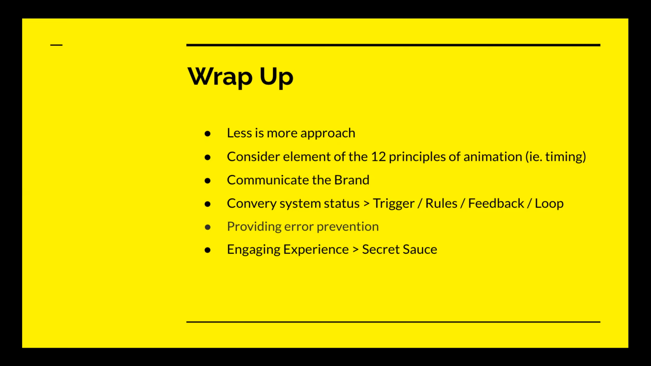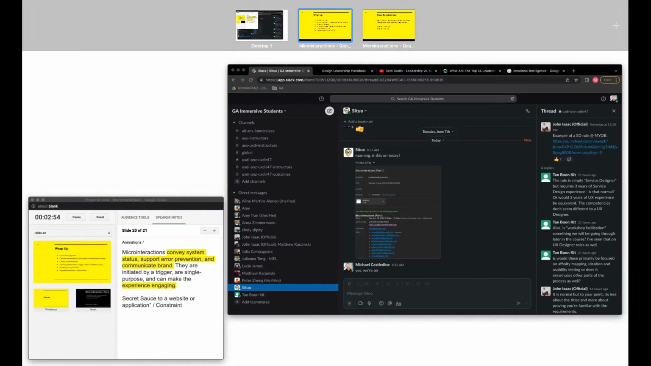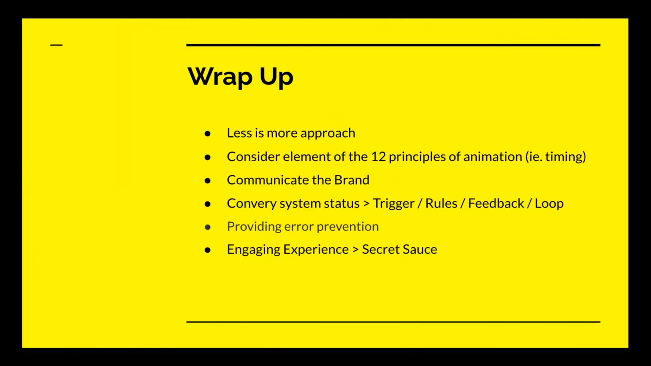Micro interactions help with providing those error preventions. So if something goes wrong, for example the wrong password, consider haptic feedback, consider audio feedback. And again, the micro interactions really are the secret sauce to animations. And when you're looking at your portfolio, consider adding those extra special little touches that can bring your portfolio and your brand to life.